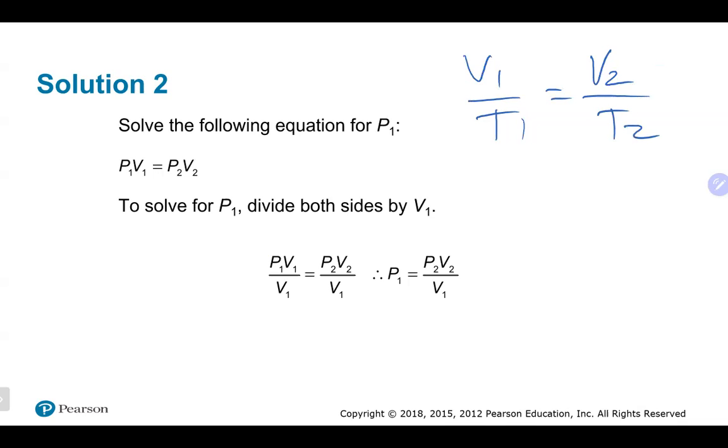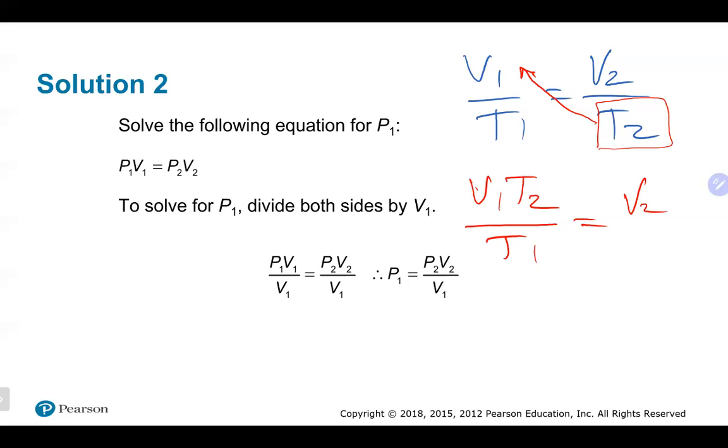Now, what happens if I want to solve for T2? What would it be? Take a second and see what you come up with. When we're solving for something like this, whatever we're solving for should always be on the top, right? So what that really means is we actually need to move this to the other side first. And that would give us V1 T2 over T1 is equal to V2, basically. And now we have our T2 up on top, which is exactly where we want it.